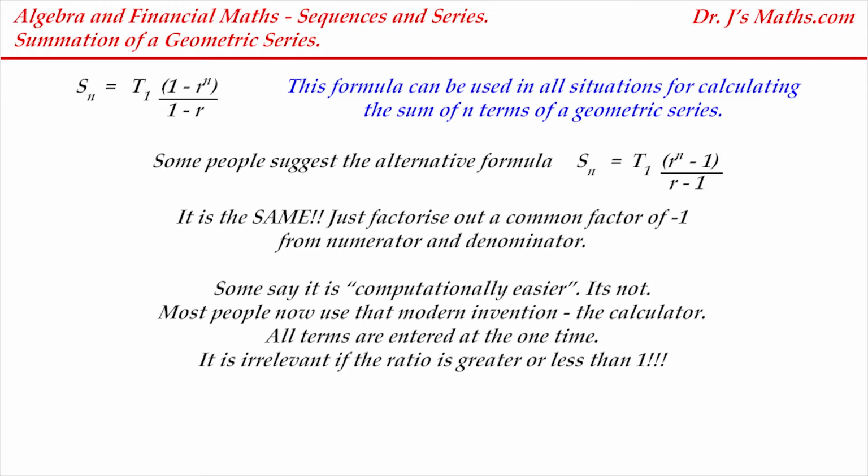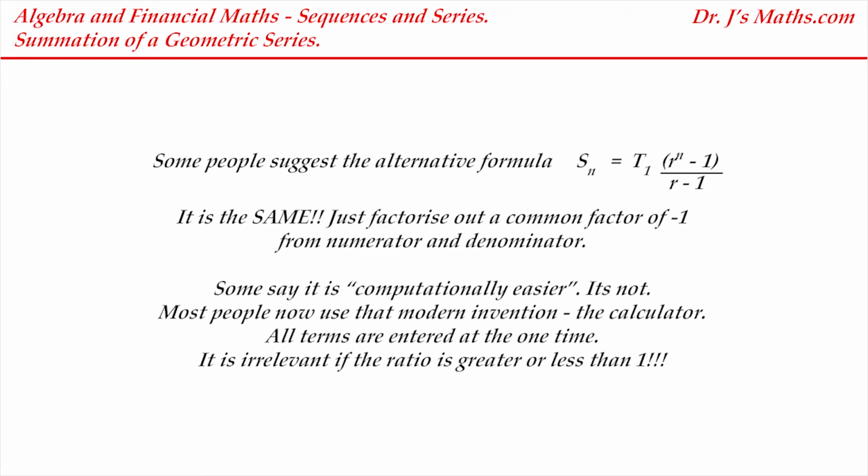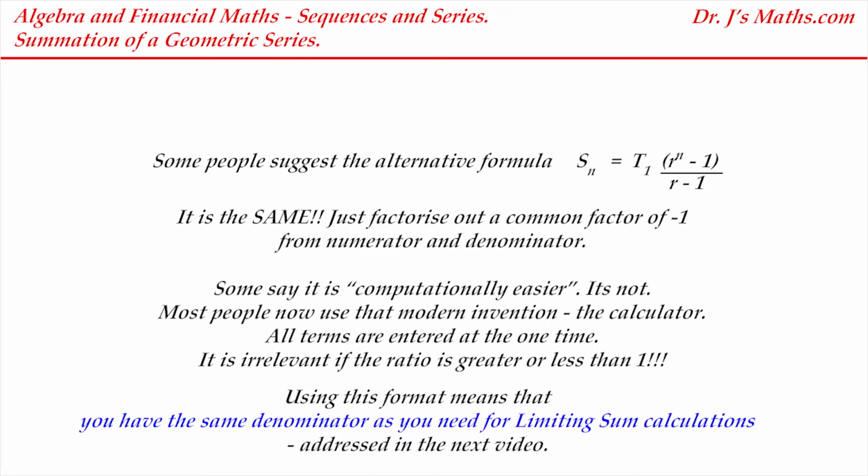Other people say it's computationally easier. It's not. Most people now use that modern invention called the calculator. You just put all terms from your formula into the calculator at the one time. It is irrelevant if the ratio is greater or less than 1. And also using this format has the advantage that you have exactly the same denominator as you need for limiting sum calculations, which we address in the next video. In other words, you're not going to be thinking in the exam, oh, what's the denominator at this stage? It's always the same, 1 minus r.